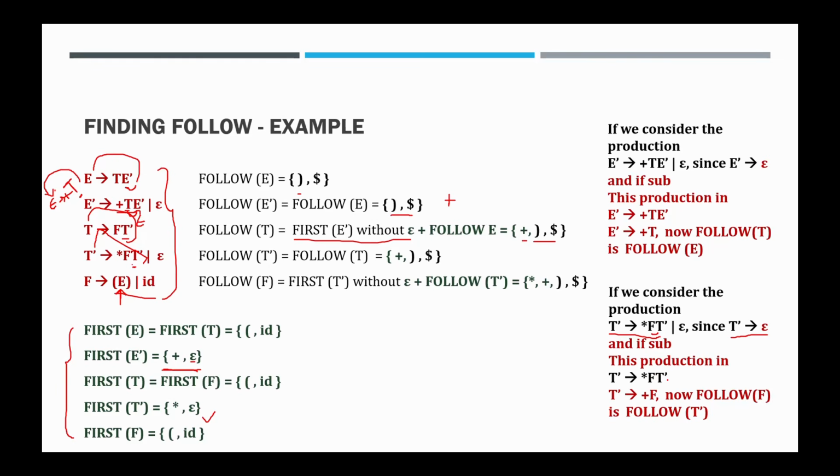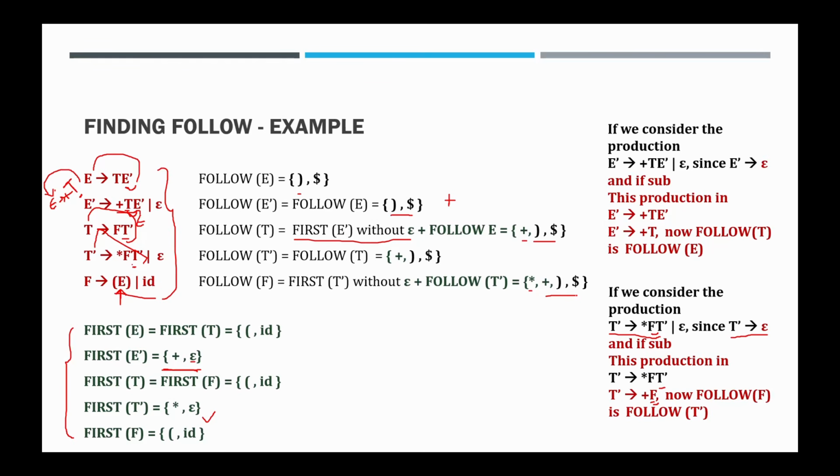So when we have the epsilon production here, this is the production. If we substitute, so already here according to the follow of T dash we have included star in that production. When I substitute T dash as epsilon, my production will be like this, plus F. Now what is the follow of F here? No symbols are there, then immediately the follow of F will be follow of T dash. So what is follow of T dash? Follow of T dash is plus, close parenthesis, dollar. So we have included plus, close parenthesis and dollar.